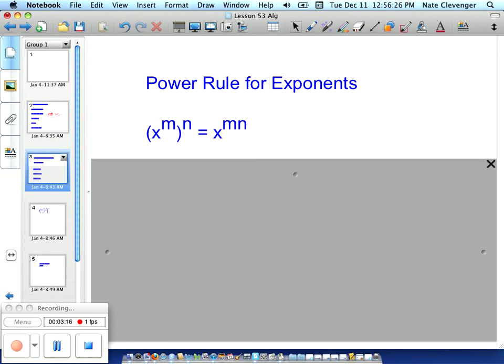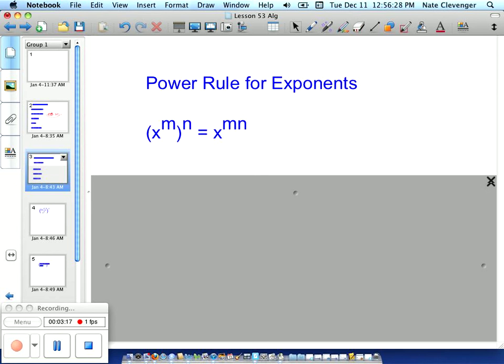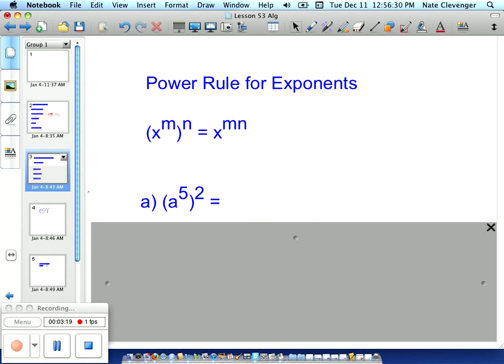When you have a number or value to the power, like this here, a to the 5th to the 2nd power. Very simple. Since you're taking an exponential to a power, it's just a to the 10th. Just multiplying the two exponents. When you're taking an exponential to the power, you're squaring an exponential.